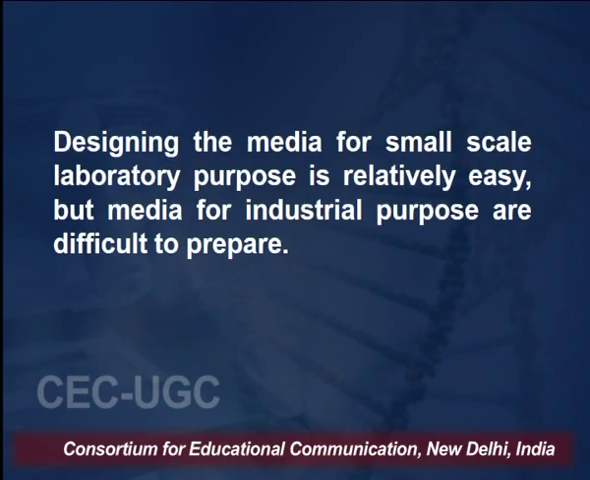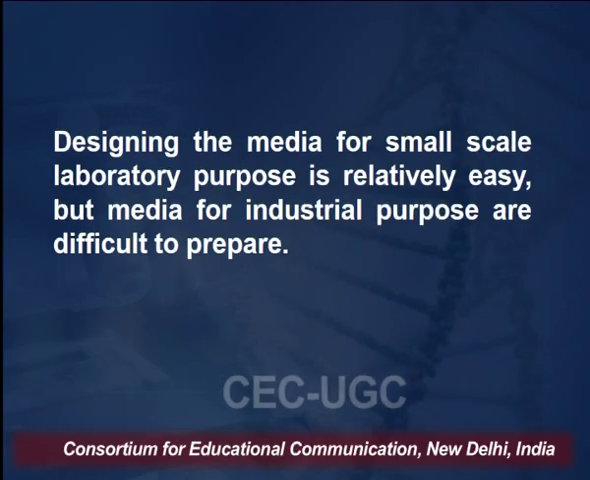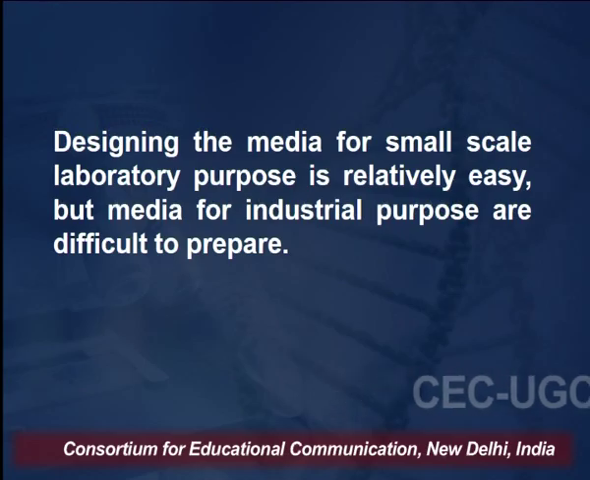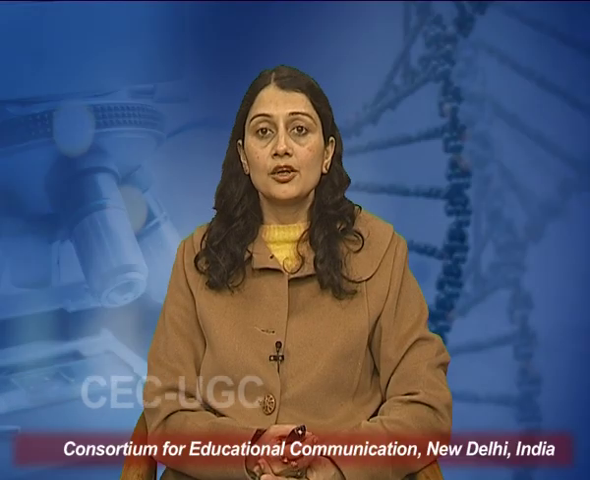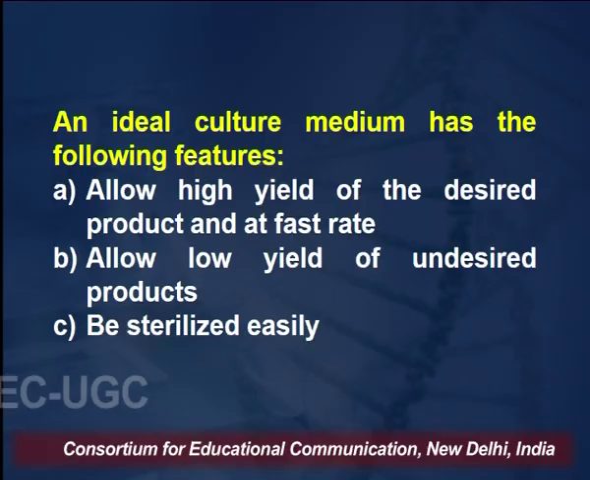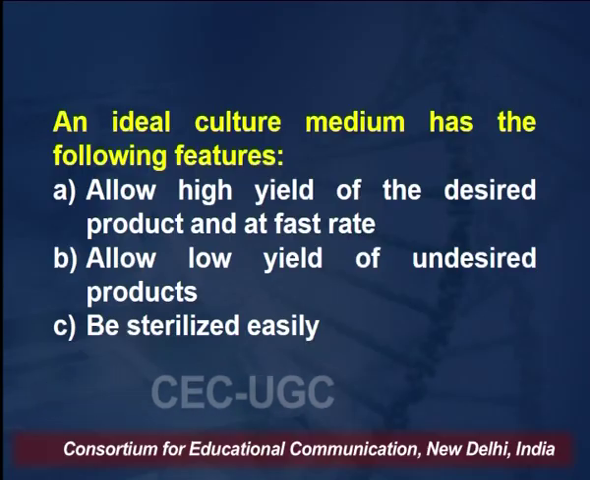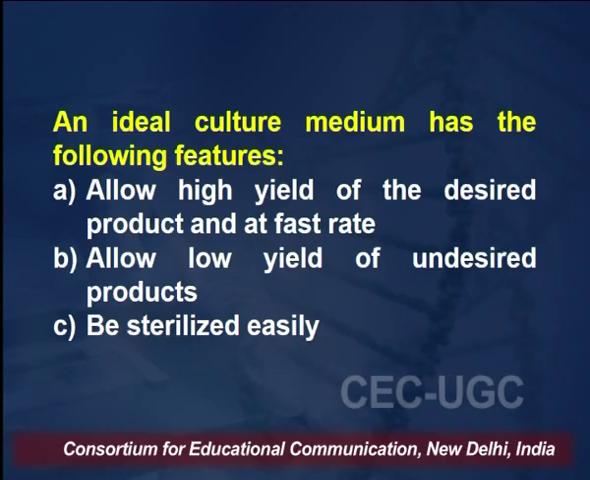So designing the media for the small scale lab purpose is very easy, but the media for the industrial purposes are difficult to prepare because you have to do it for the large scale and in the large volume. So everything needs to be standardized. An ideal culture medium has the following features. A. It allows the high yield of the desired product at the fast rate. B. It allows the low yield of the undesired products or the toxin. C. It can be sterilized easily.